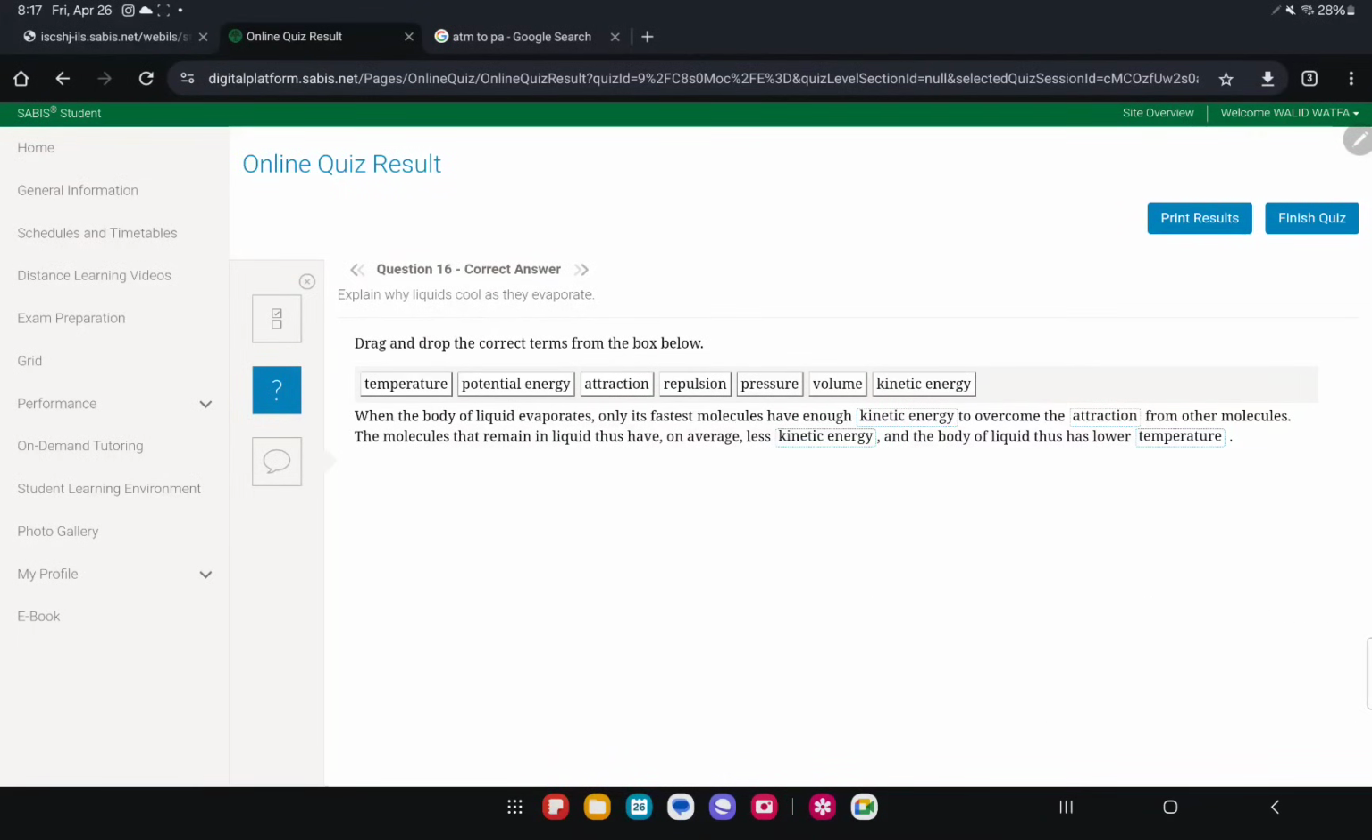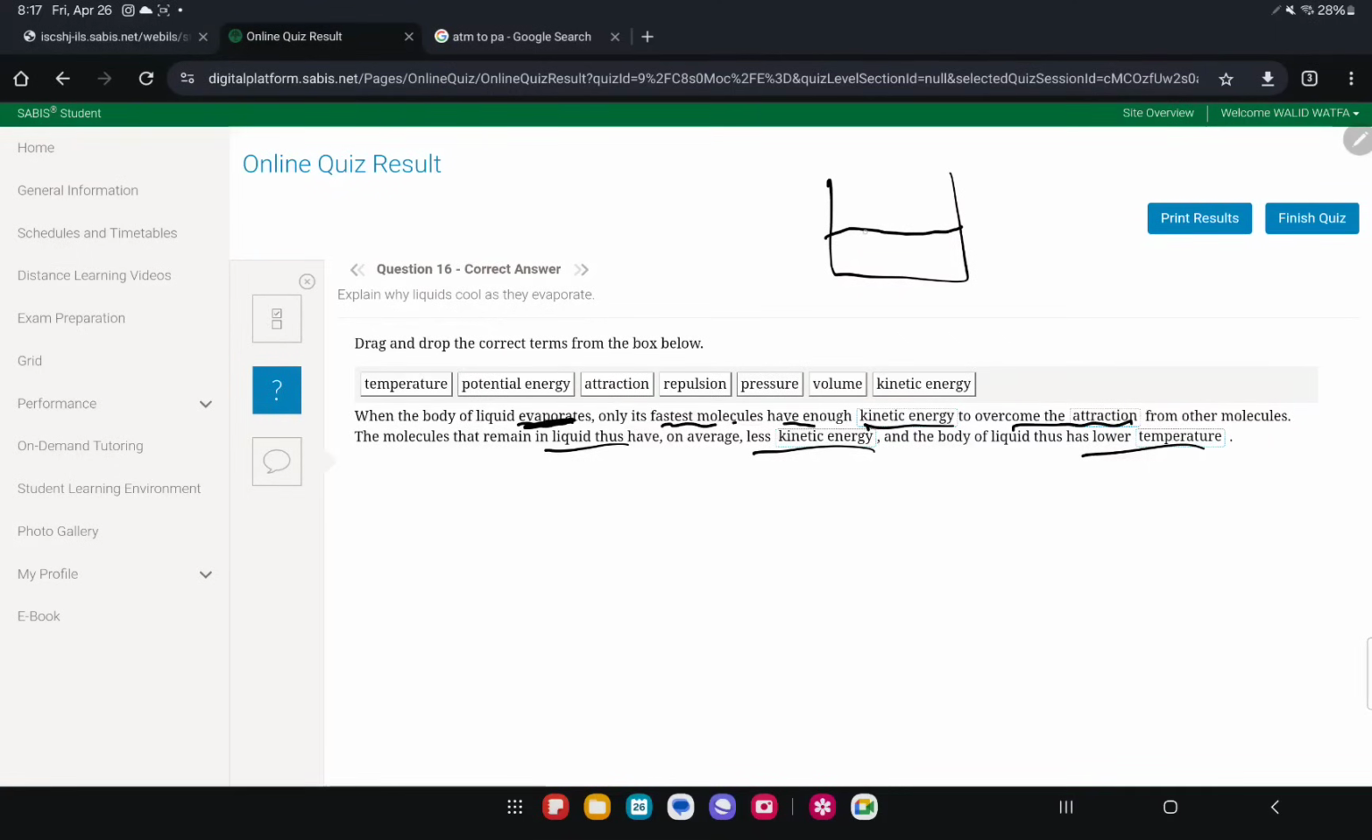When the body of a liquid evaporates, we're not saying during vaporization, we're saying after it evaporates. Only its fastest molecules have enough kinetic energy to overcome the attraction from the other molecules. The molecules that remain in the liquid have less kinetic energy and the body has lower temperature. I think it's pretty self-explanatory, but I'll explain it.